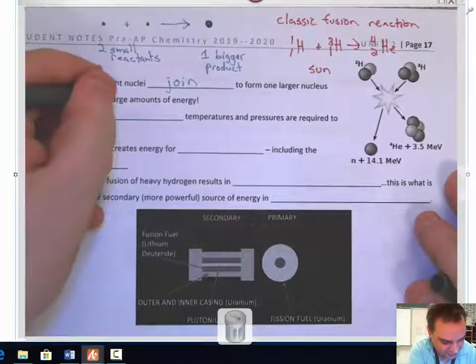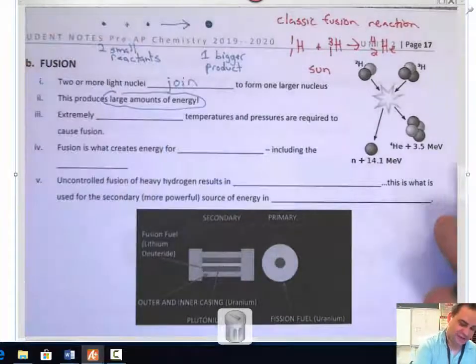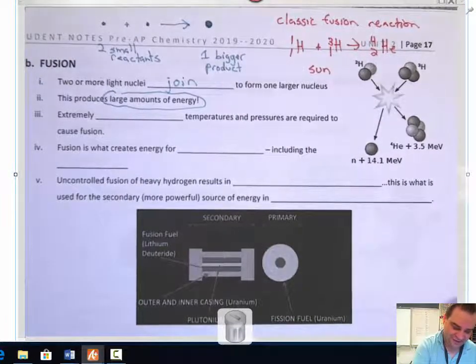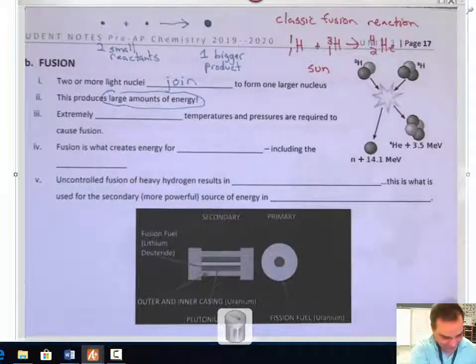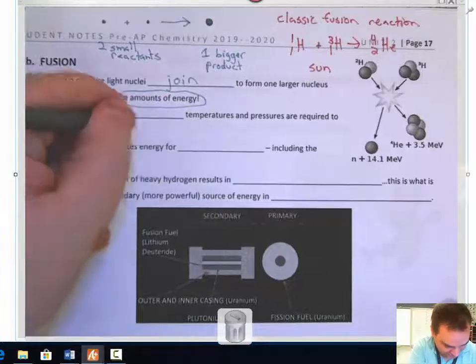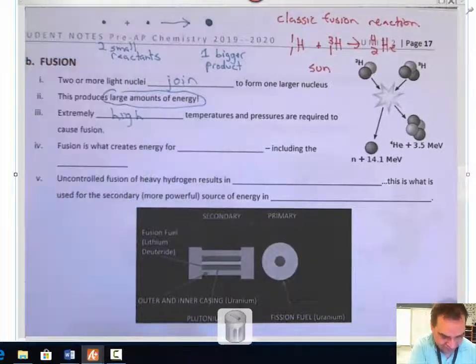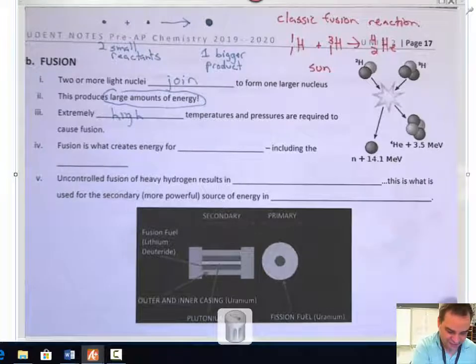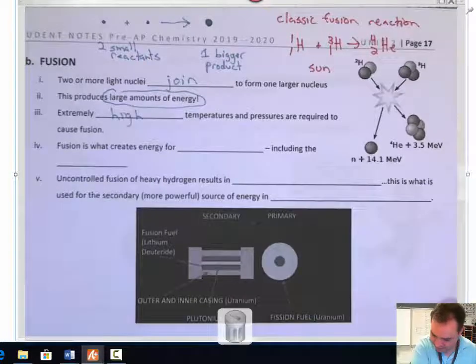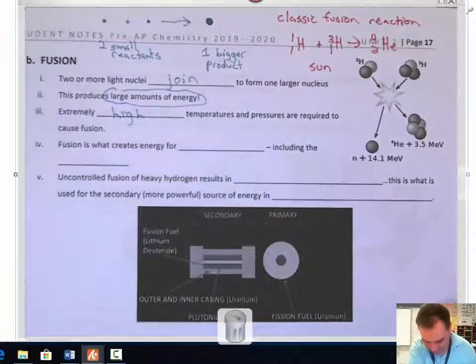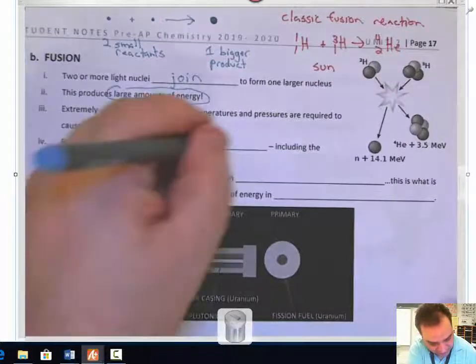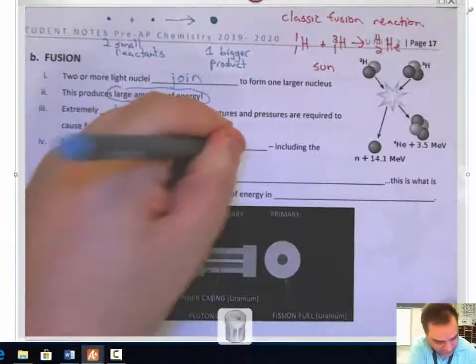Again, nuclear reactions produce a large amount of energy. The sun has a large amount of energy, and it also has extremely high temperatures and pressures that allow this reaction to cause fusion. The only place that fusion happens is the sun. They really can't do that on Earth yet because they don't have the containment to hold all that energy. So fusion happens on the stars, including the sun.